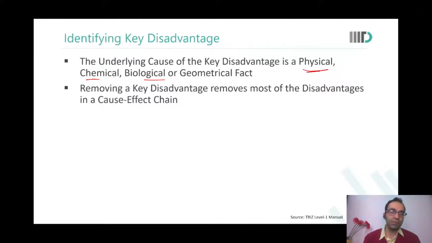Are you able to see this? So while removing the key disadvantage removes most of the disadvantages, it is not necessary that we remove only the key disadvantage. We could remove something else also, and that would work. Are you able to see this? Any questions?